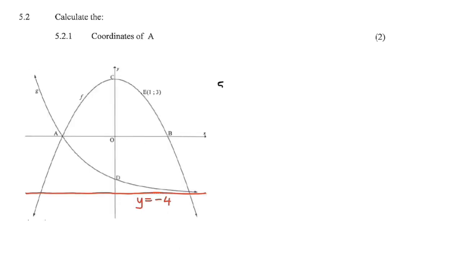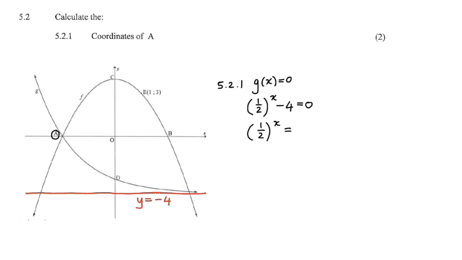Let's take a look at question 5.2.1. Here we have to calculate the coordinates of point A. To find the x-intercept of the graph g(x), we set g(x) equal to 0. So let's do that. What we want to do is isolate for x, so we try to get x alone on one side. First we take the −4 over to the other side and it becomes a positive 4.